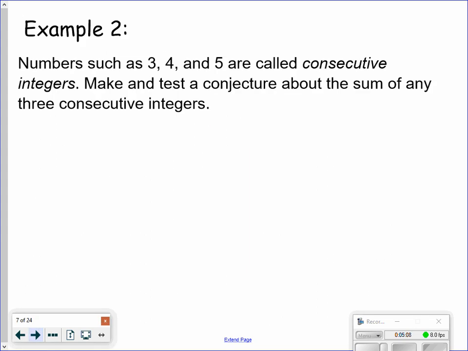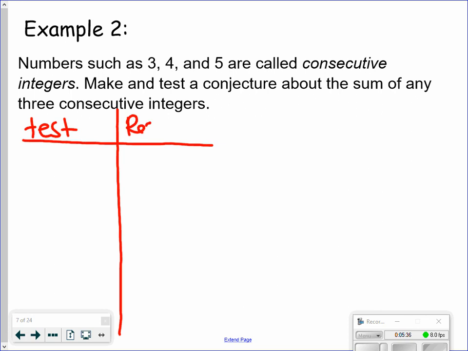Example 2, numbers such as 3, 4, and 5 are called consecutive, like 1, 2, 3, 7, 8, 9. These are called consecutive integers. Make and test a conjecture about the sum of any 3 consecutive integers. So this is kind of like our experiment here, okay? So we're going to test some values and we're going to figure out what is the result when we test them.